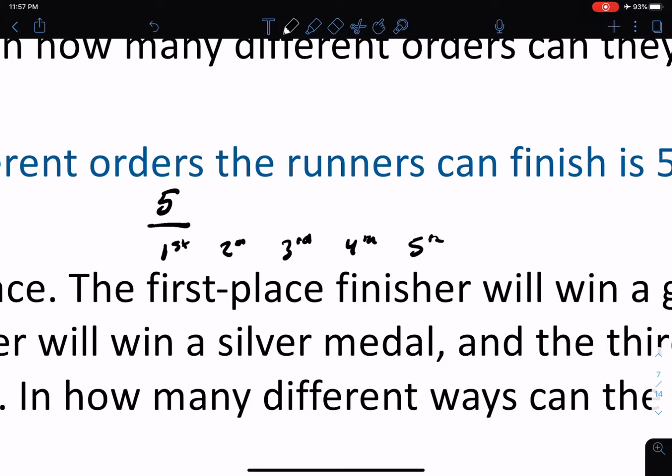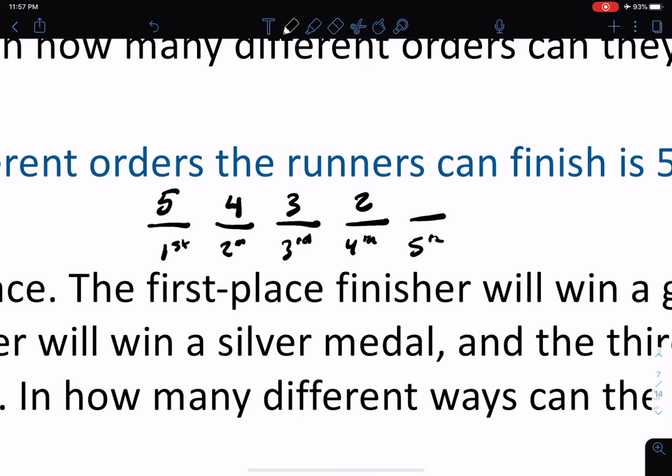How many people can be in second place? Well, one of them already took the first place, so there's only 4 left, so only 4 could be in second place. How many people can be in third place? Well, there's 5 people, but one was first and another one was second, so that takes out 2. You're left with 3 people. How many people can be in fourth place? 5 minus the one for first, second, and third, so that leaves 2.